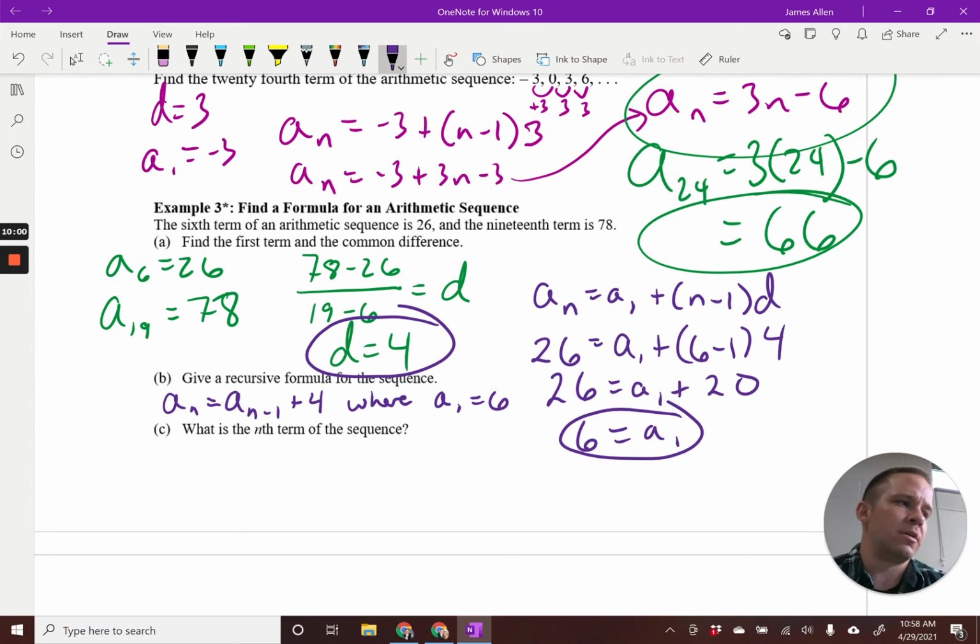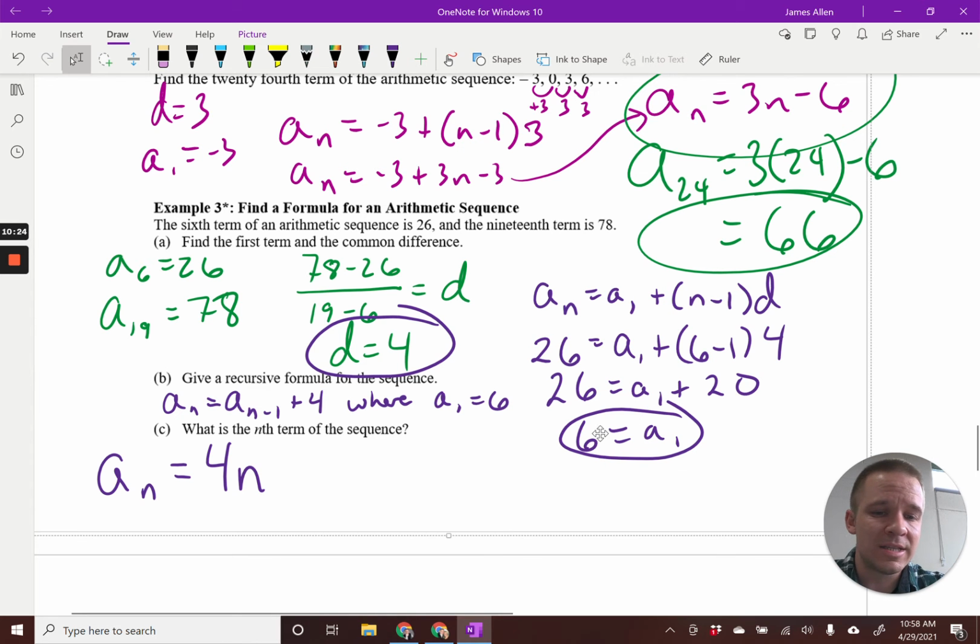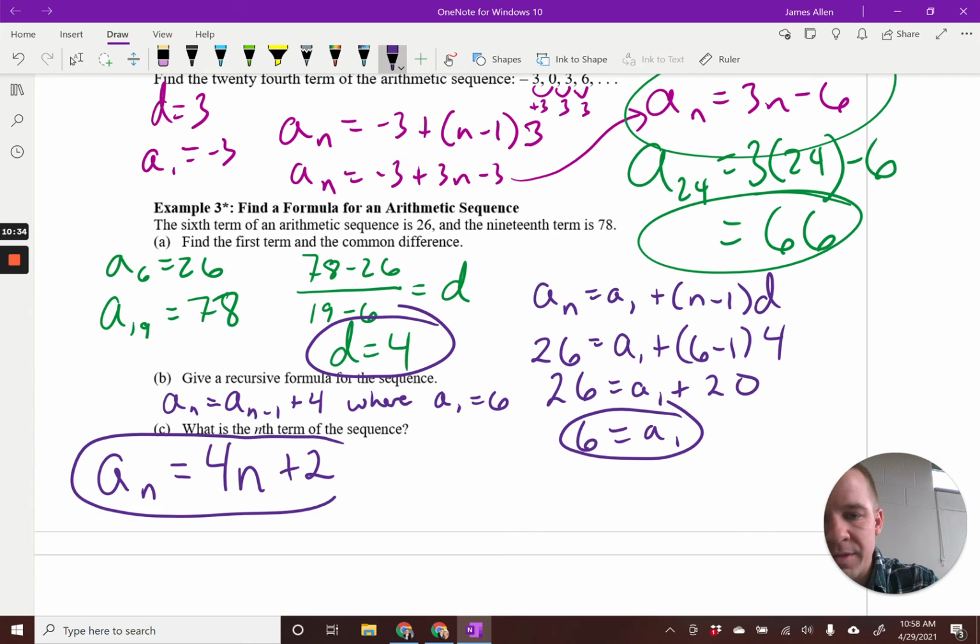Now it says, what is the nth term of the sequence? What we're looking for is this explicit form, as it will be referred to in the future. Now we can do a couple of things here. You can write it out in that one formula, or we can go right to it. I'm going to show you how I go right to it. So a sub n is equal to, my common difference is 4, I know that, so it's going to be 4n. How am I going to get 6 for my first term? Well, if n is 1 for my first term, 4 times 1 is 4, plus what gives me 6? Plus 2. There's my nth term.